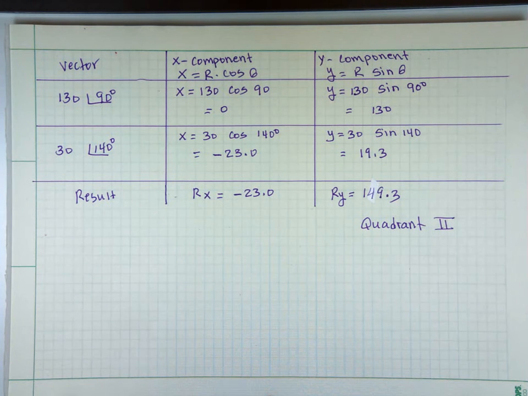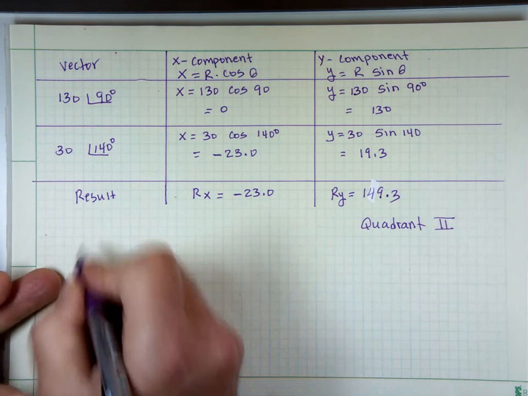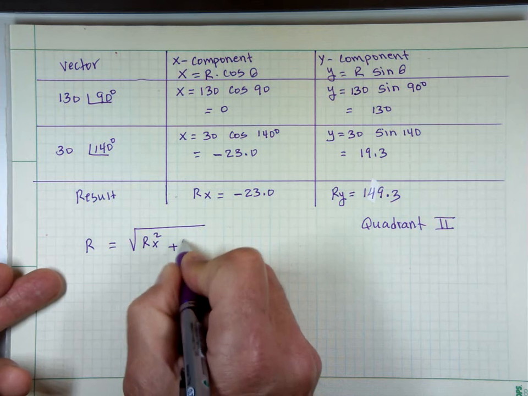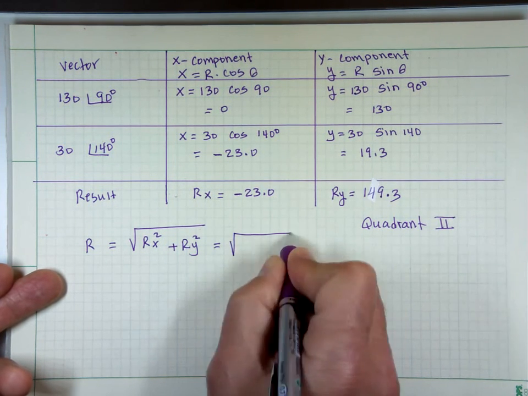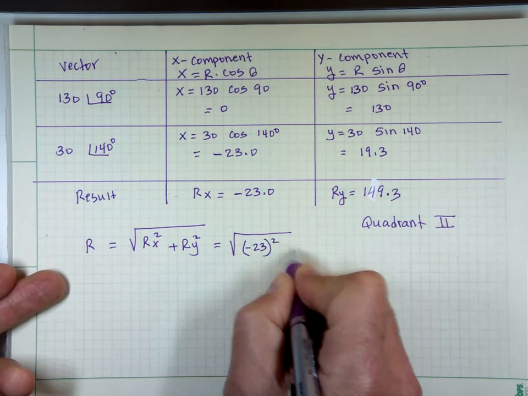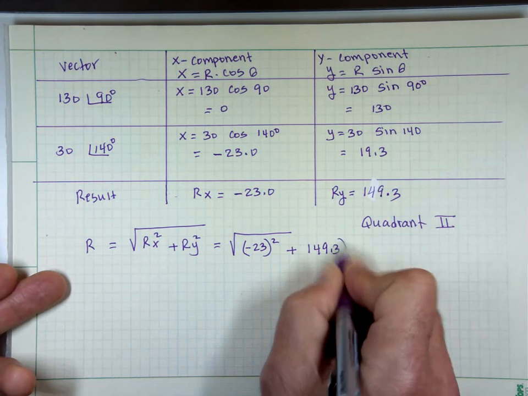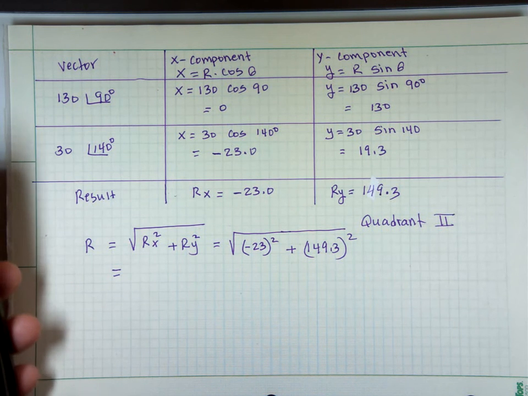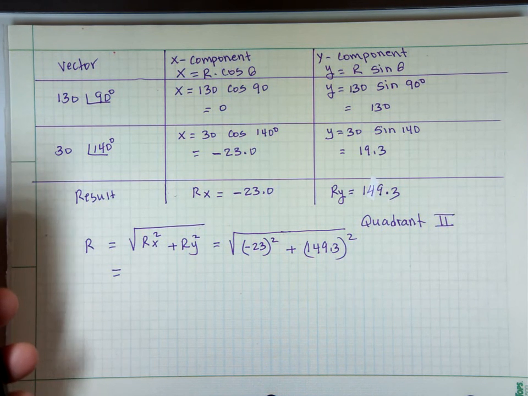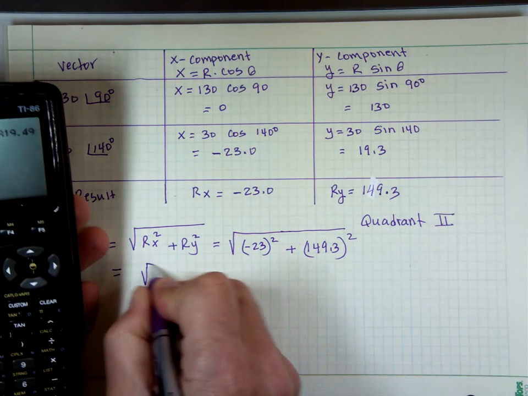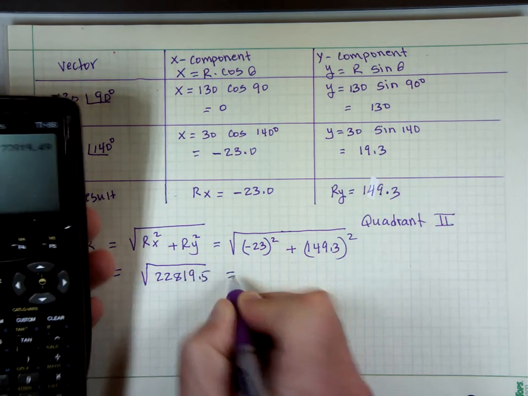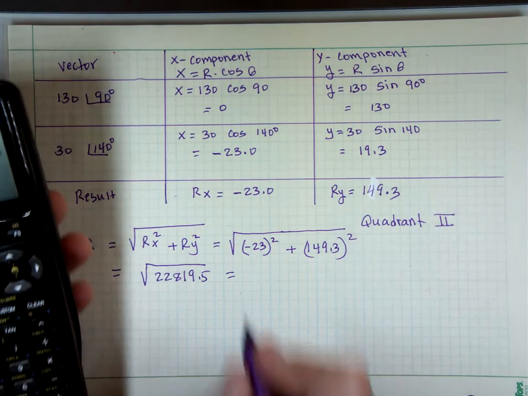Can I give the speed of the plane, the result? Rx squared plus Ry squared, and that's the square root of 22,819.5, and this will give me an answer of 151 miles per hour. That's the speed I was going.